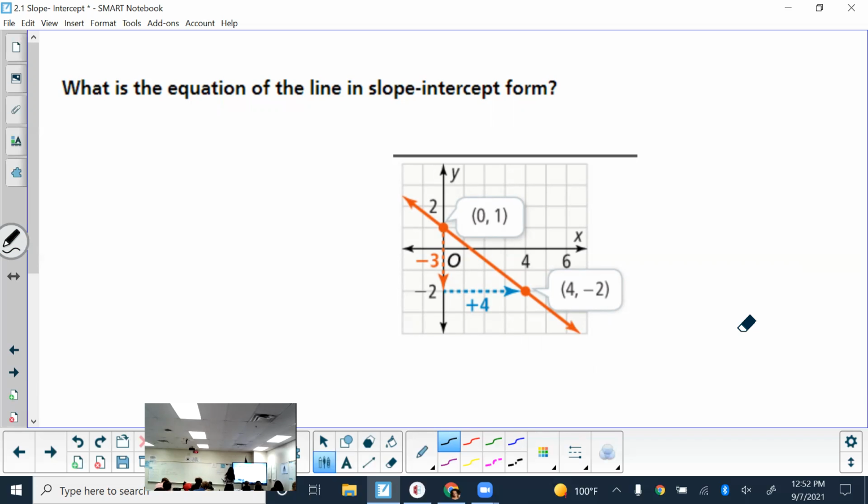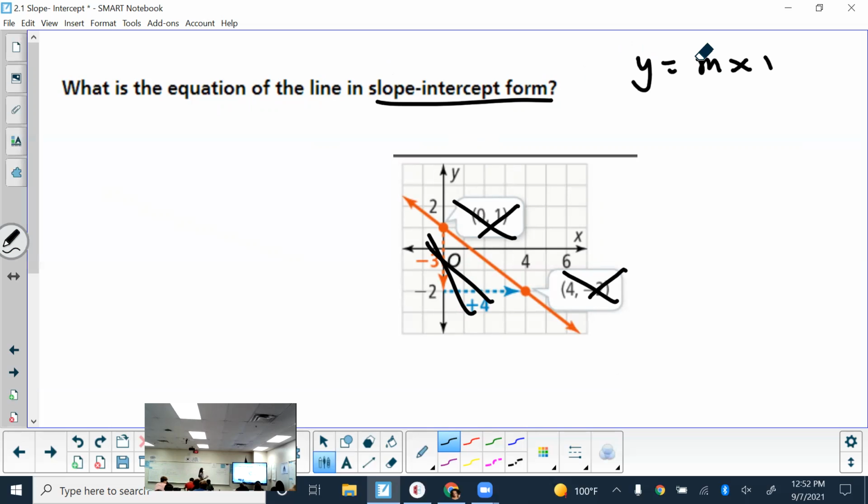These are for figuring out the equation from a line that's already graphed. Normally it doesn't have all this stuff that's around it. So just ignore everything that's not the line, just look at the line. First, what is slope-intercept form? y equals mx plus b. So if it wants my answer written in slope-intercept form, what two things do I need to identify?